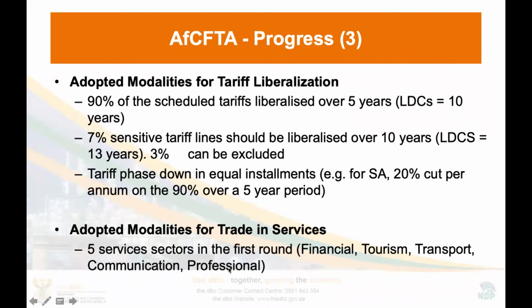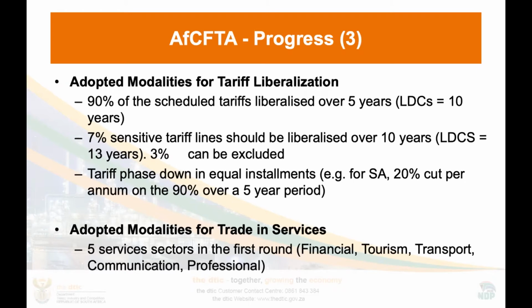In terms of modalities, the aim is to ensure that 90% of tariffs are liberalized over a period of 5 years for developing countries on the continent. And then for LDCs, namely least developed countries, this will happen over a longer period, which is 10 years. And then the remaining 10% of trade is mostly in the areas which are sensitive.